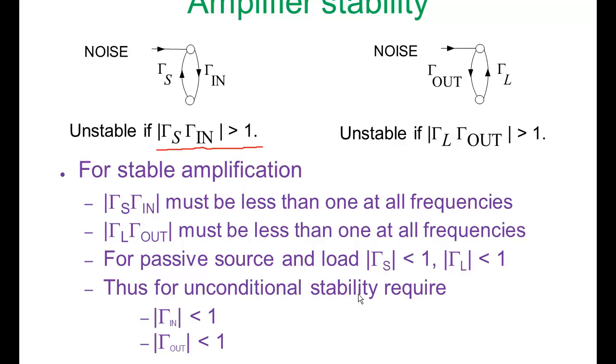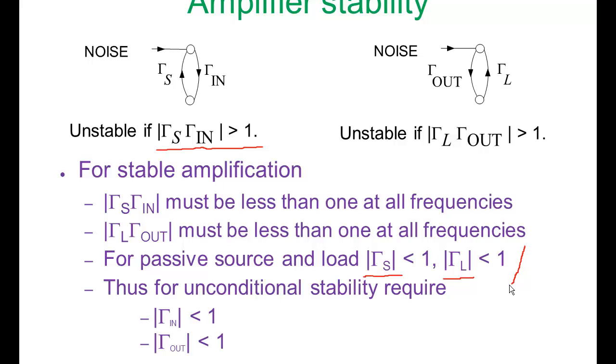Now, for passive sources and loads, we must have the magnitude of gamma S less than 1 and the magnitude of gamma L less than 1. Now you may say, well, what situation do we have where we don't have a passive source and load? Well, it could be that we're looking into the output of a transistor in a previous stage, which could have a negative resistance, or we could be looking into the input of an amplifier which has a negative resistance. But generally we can be pretty sure that we're going to be in this situation.